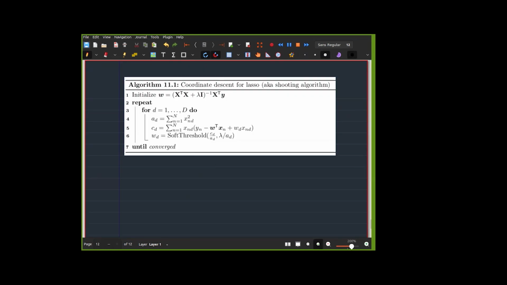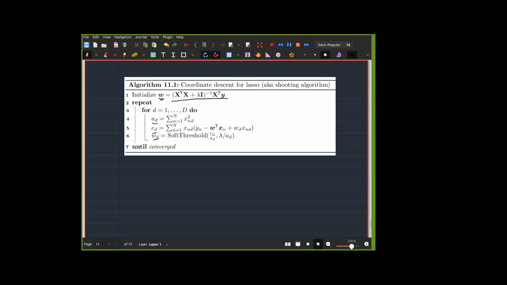Elastic net. So here is a coordinate descent algorithm for lasso. The first thing we do is initialize W with this quantity. Then we repeat till convergence. For each dimension, we find a_d and c_d, we do our soft thresholding, and we repeat till our W_d's stop changing. So that's an example of learning our parameters using lasso.